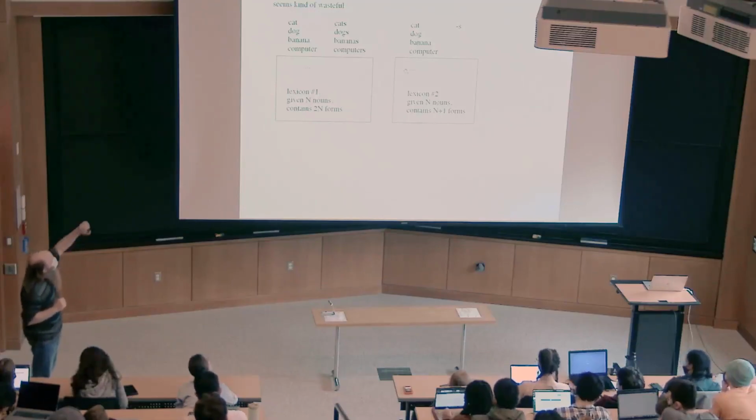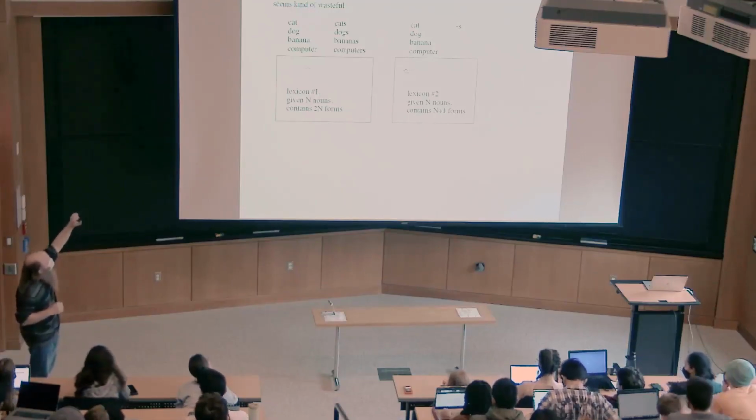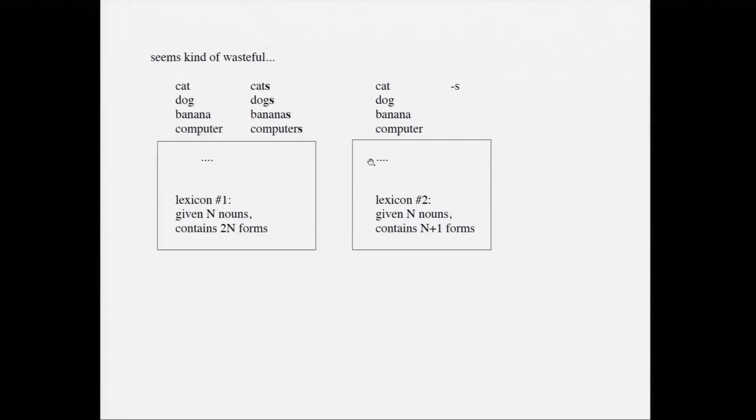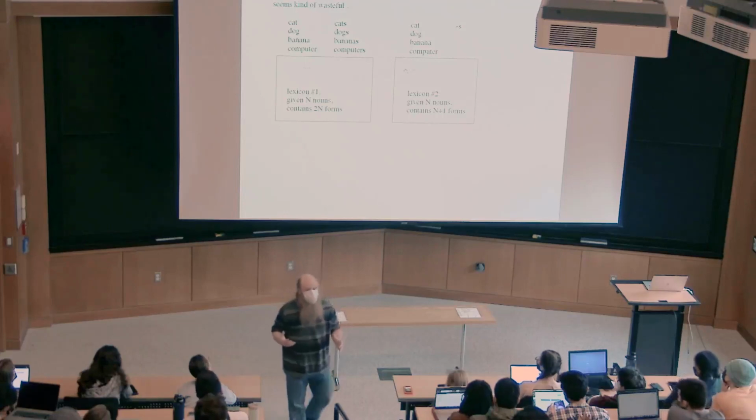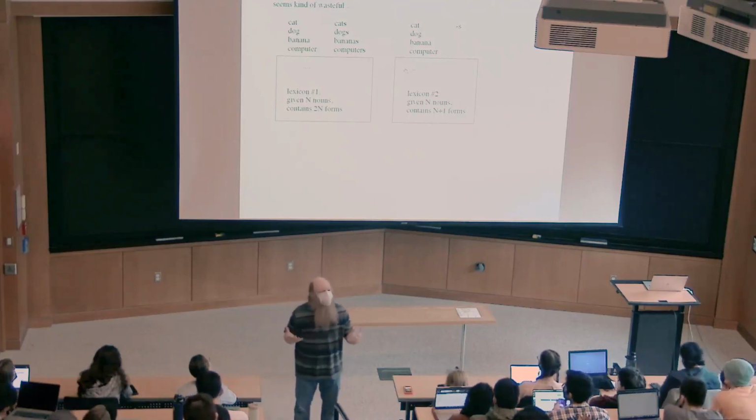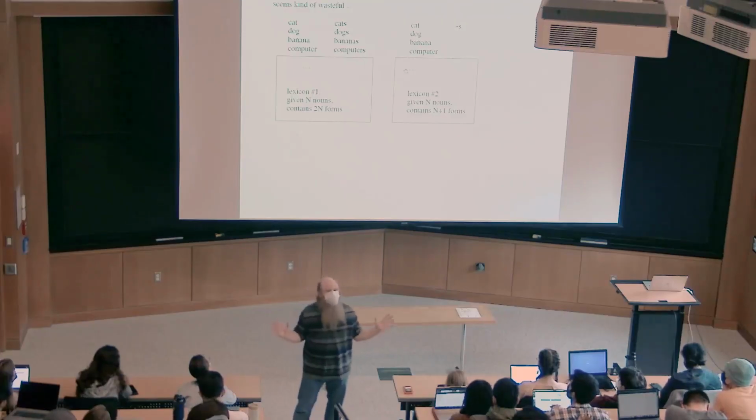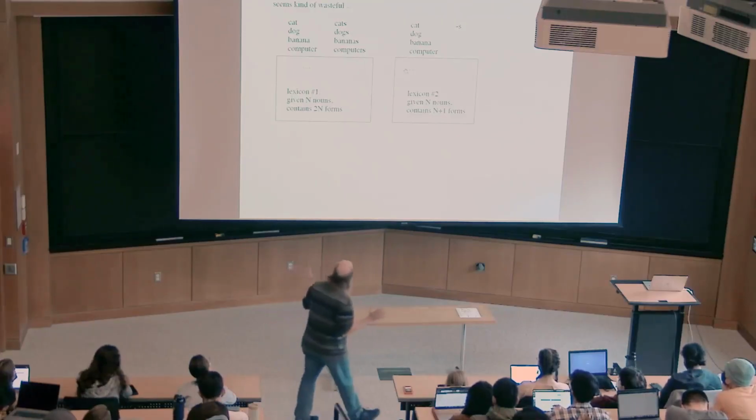So two kinds of lexicons that we could imagine having then. One where we have lexical entries for cat and cats, and dog and dogs, and computers, and so on. And another where we have lexical entries for cat and dog and banana and computer and S. Where we have a lexical entry for this other thing that you get to add to nouns to make them plural.